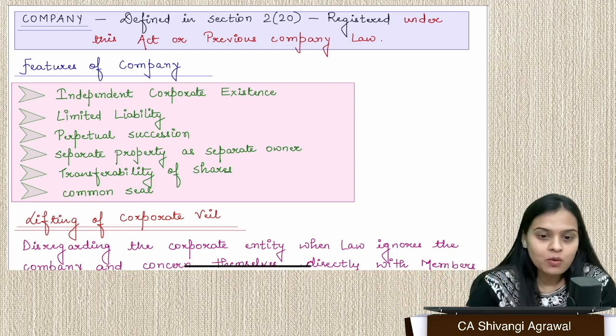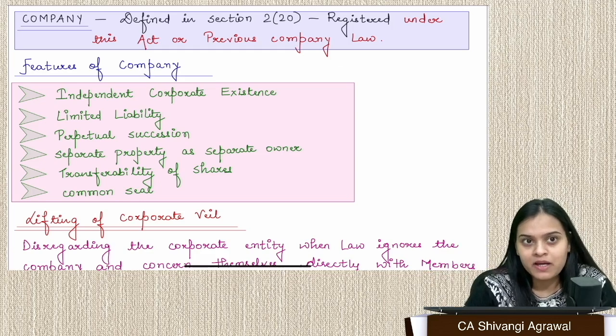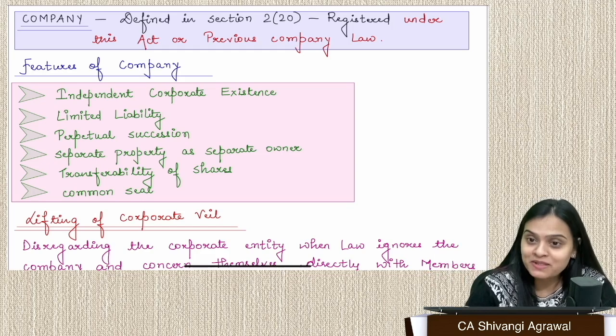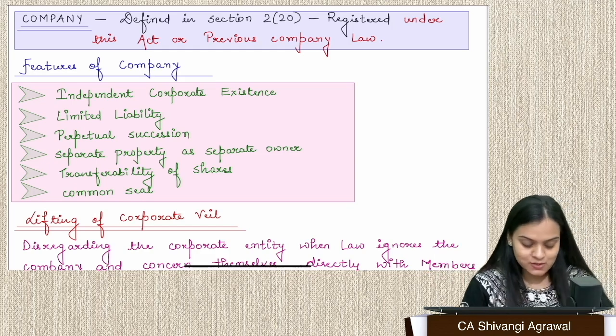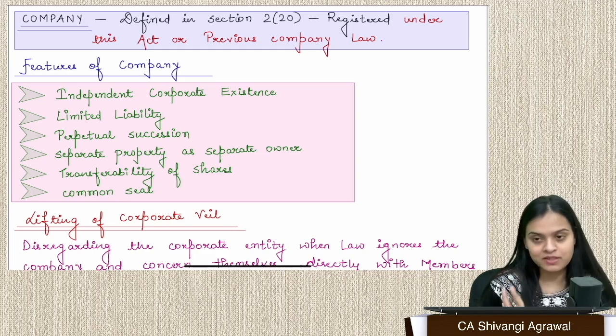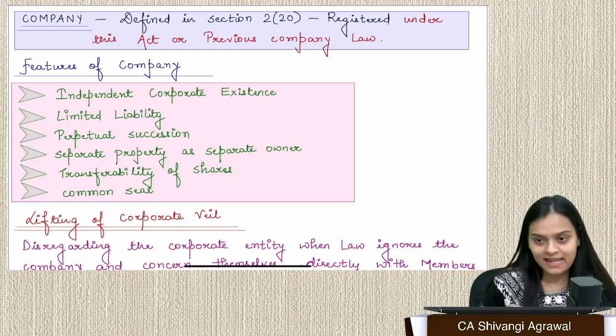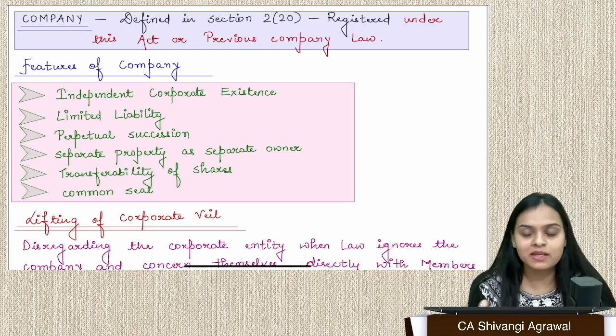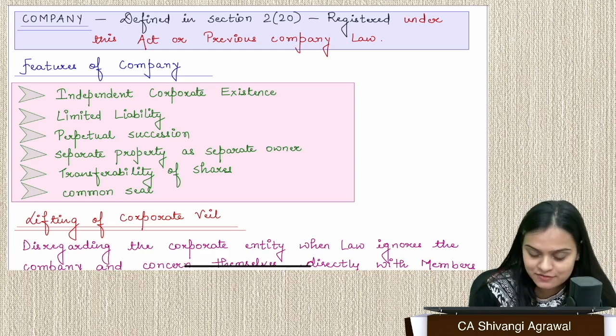So what is the Companies Act all about? For that, we need to first understand what a company exactly is. Before I proceed to the definition of company, the very first chapter of the Companies Act 2013 has only 2 sections. Section 1, which talks about short title, extent, and applicability, and section 2, which has the definitions.